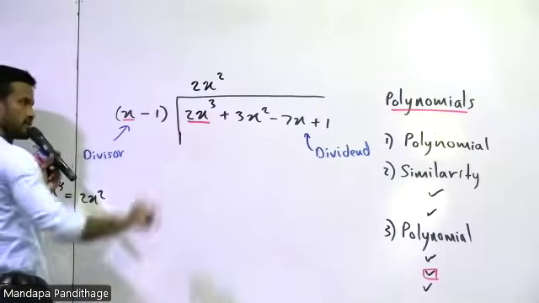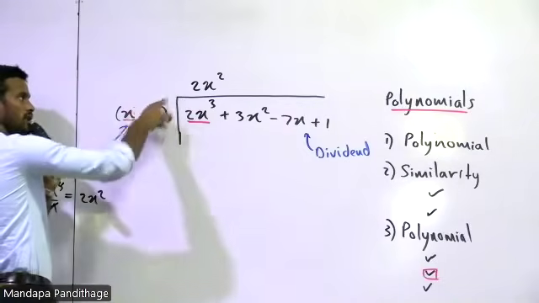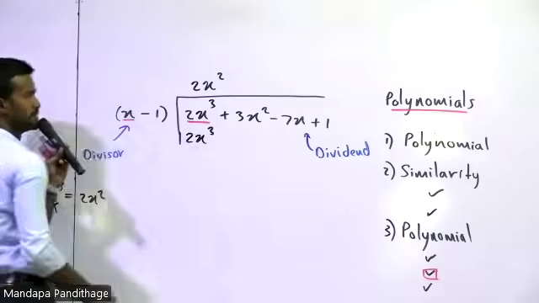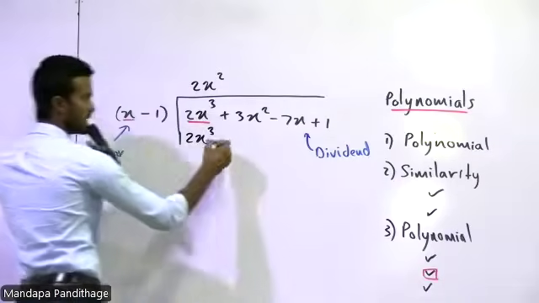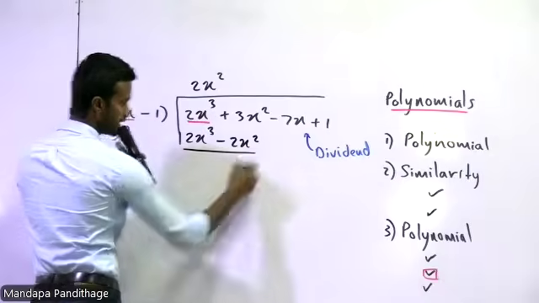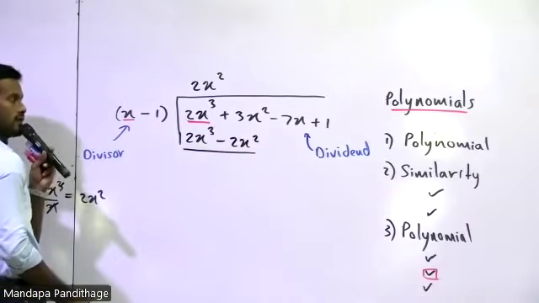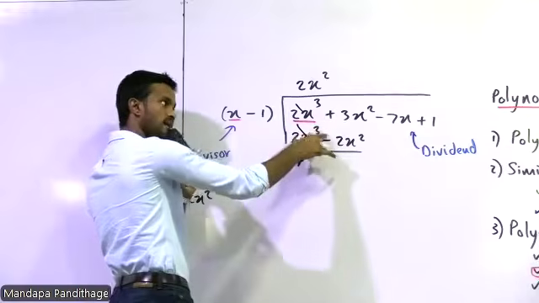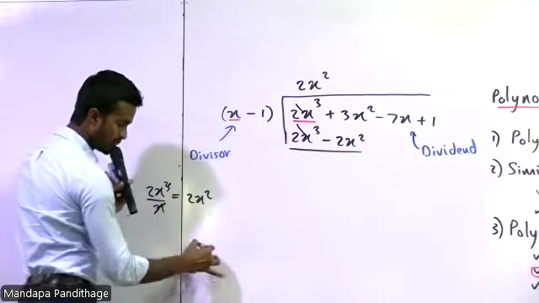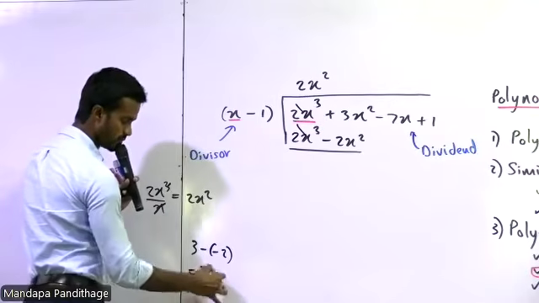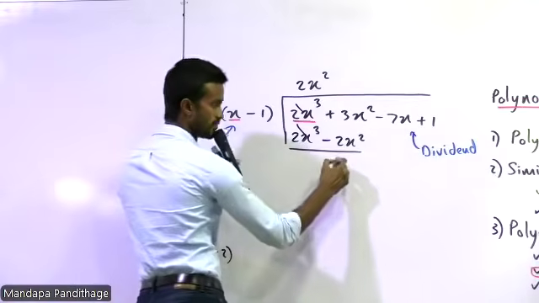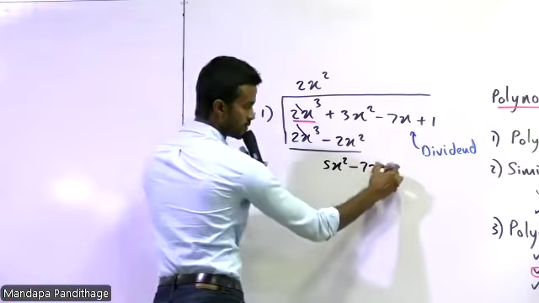Again, the division happens only between the leading terms. But when you multiply, you have to multiply each term. 2x squared into x is 2x cubed. 2x squared into minus 1 is minus 2x squared. So you divided, you multiplied, and now we have to subtract. When you subtract, these two cancel off. 3 minus minus 2 is 3 plus 2, which is 5. So 5x squared. These two come down, minus 7x plus 1.